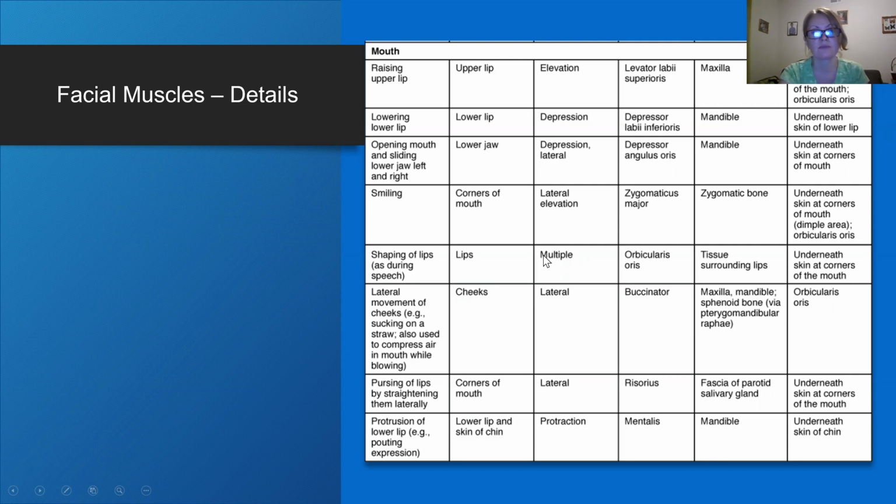So again, take a minute to go over this diagram and maybe memorize the action, origin, insertion, right? And of course, the name.